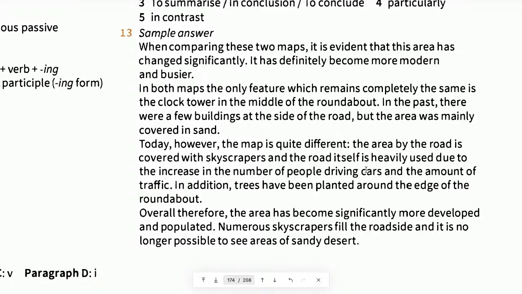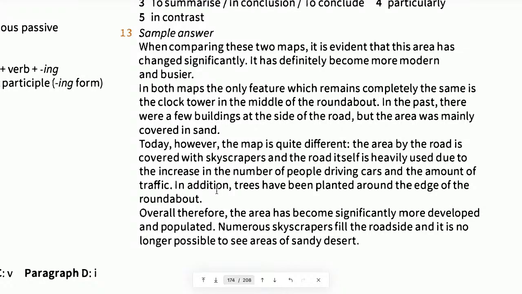Of course, if we don't use the adverb heavily here, we can just say is used. It's okay, yeah. But if we use the word heavily, we know, oh, it is used a lot, right? Okay, due to the increase in the number of people driving cars and the amount of traffic. Okay, here we don't have any verb. So the main verb here is in the simple present tense, and they use the passive form of this. Okay.